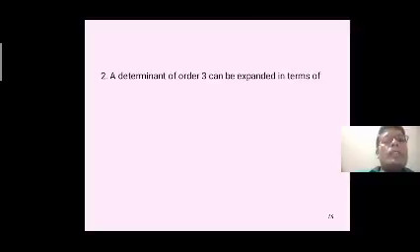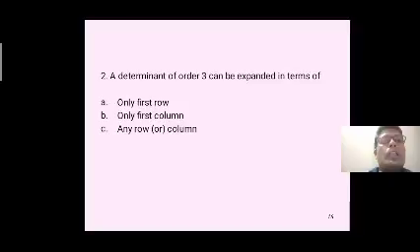Okay, we go to the next one. A determinant of order 3 can be expanded in terms of only first row, only first column, only row or any row and column, none of these. What is the answer? Any row and column.